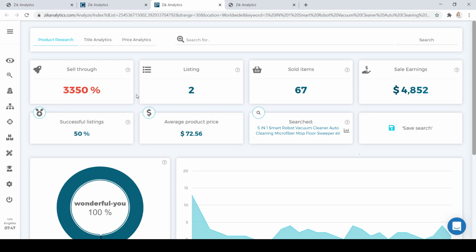There are two different levels of sell-through rate when it comes to product and niche, as well as the level of successful listings. So when looking at the statistics for a certain product, we do not want to have more than 10 listings. The sell-through rate, we want at least 100%. Again, this is when doing product research. And the successful listings need to be at least 50%. And of course, lots of sold items with high sales earnings. And again, a high average product price. So this tells you that there's low competition and high demand for this certain product, which again is always what you want to look for when looking for a product to sell in your store.